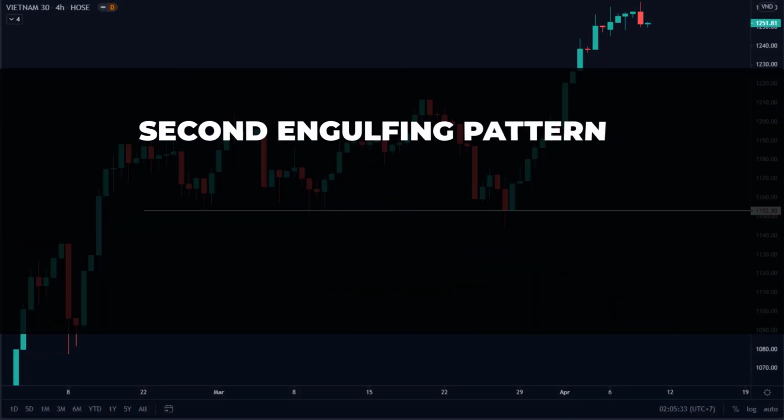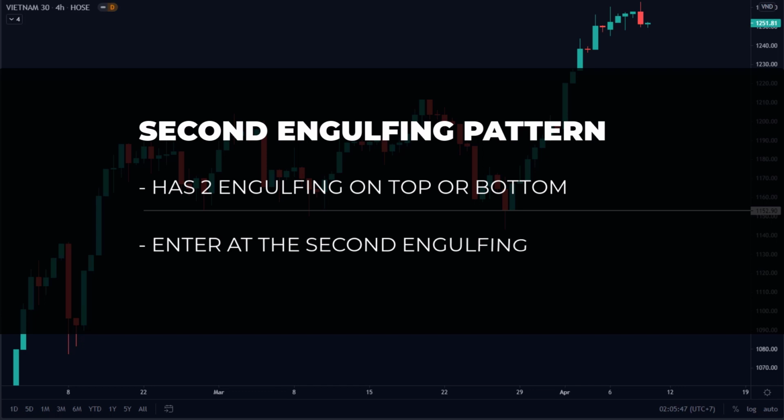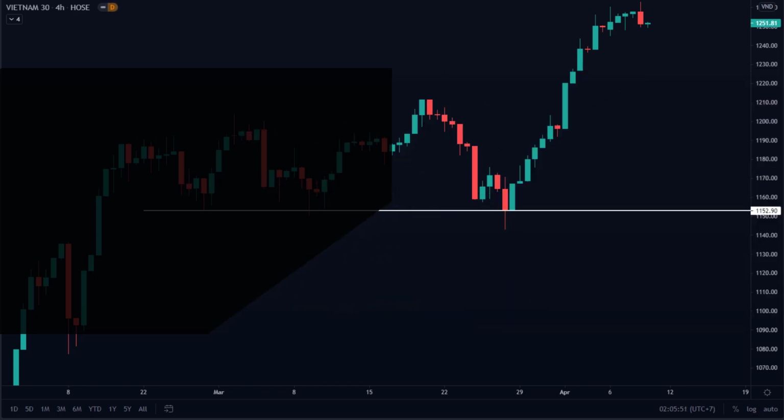The next pattern is the second engulfing pattern. This pattern has 2 tops or 2 bottoms, with the second being an engulfing pattern. We don't make an order at the first engulfing. We only make an order at the second engulfing, at the second top or the second bottom.